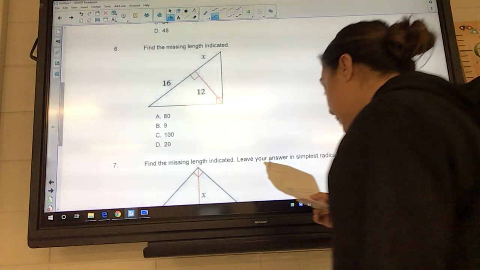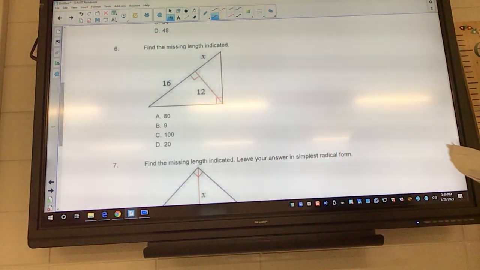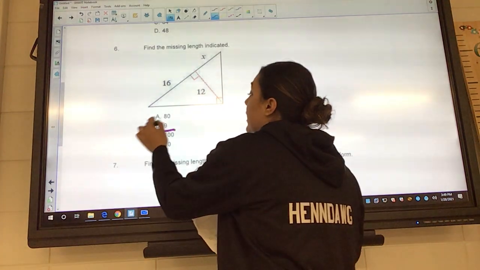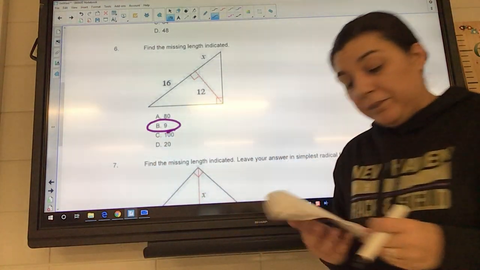Six is the same type of problem, okay? Once you find the missing angle, but the answer is B. It's 9. B is 9.